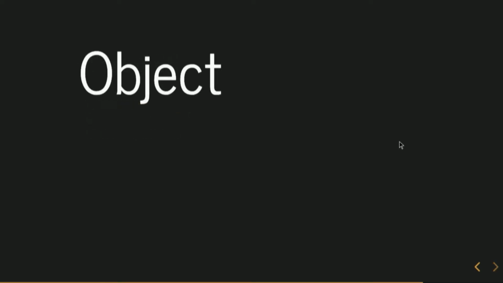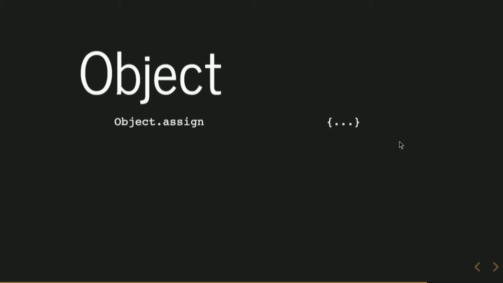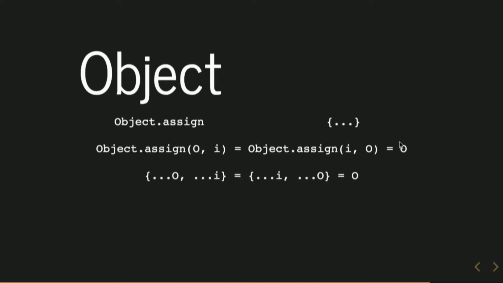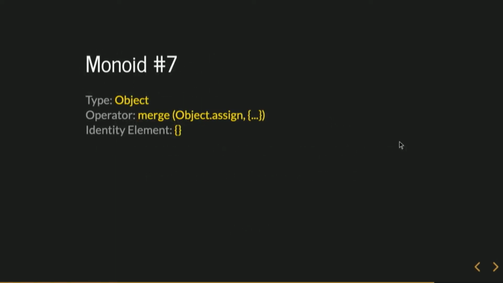Now, you guys might be feeling, yes, I got this. Let's go a little faster. Did I waste my time coming here? I promise we're going to get some good stuff, but the lead up is worth it. So let's talk about objects. We have Object.assign. We can also use a spread operator in the object to accomplish the same thing. And back to our formula, what element will give us back whatever other thing we're combining with it? The empty object. So, monoid number 7, the object monoid.